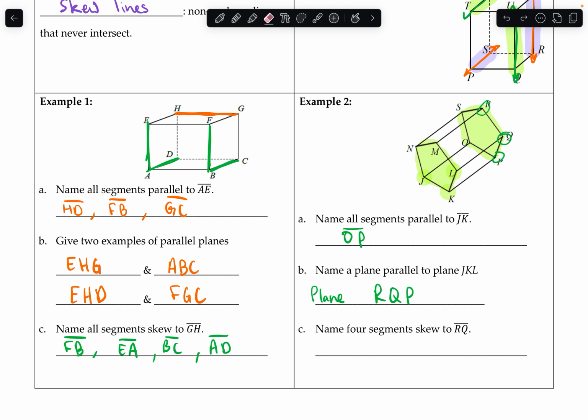All right. 4 segments skew, so we don't have to name them all. We just need to name 4. 4 segments that are skew to RQ. So I'm going to find RQ right here. And we're going to just start naming skew segments.